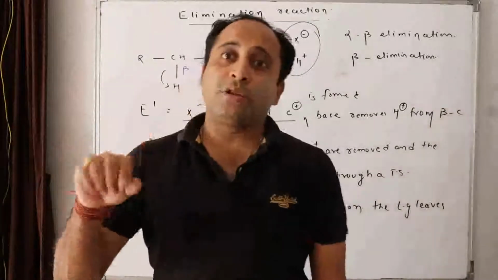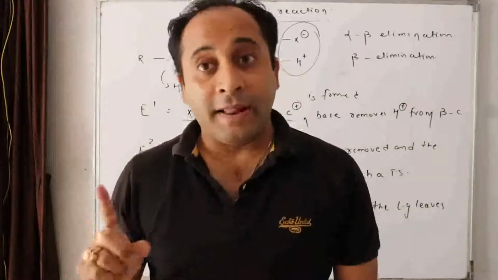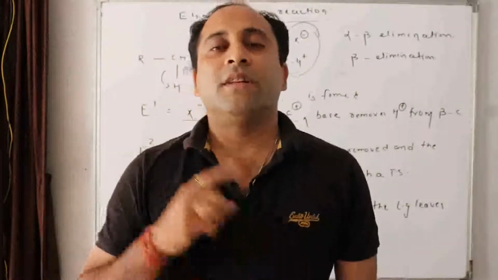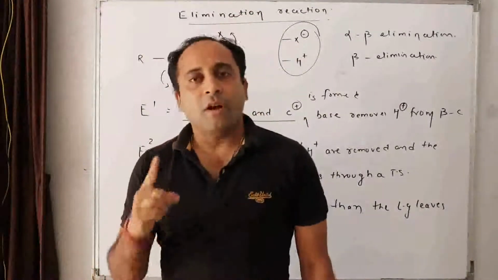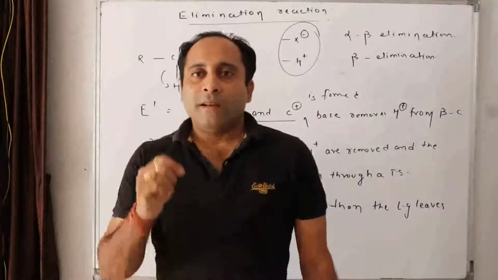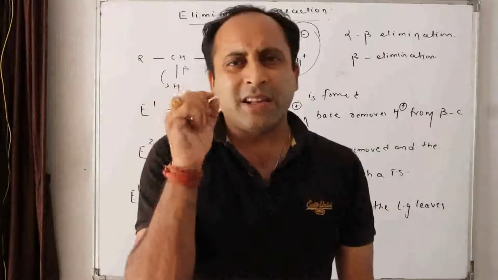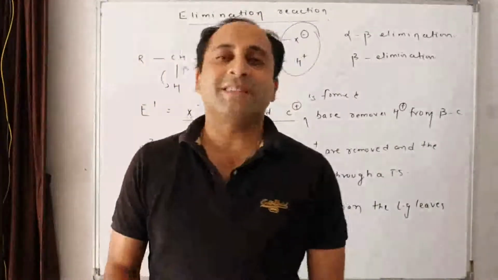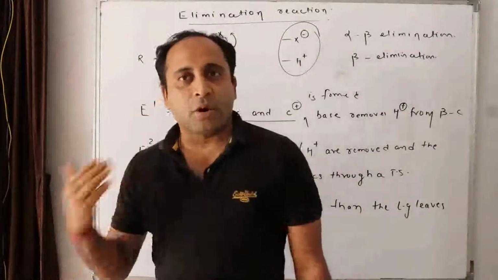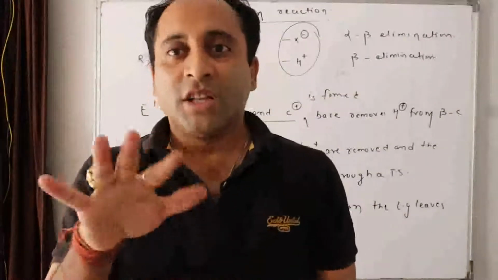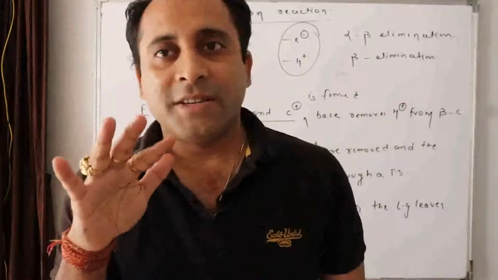The base can also behave as a nucleophile, and they can also go for substitution. But we have to check the factors that decide whether it will go for substitution or for elimination. Remember, beta elimination reactions require a little more temperature than substitution reactions. Normally, if a substitution reaction occurs at room temperature, for elimination reactions you need approximately 60 degrees centigrade to 80 degrees centigrade.